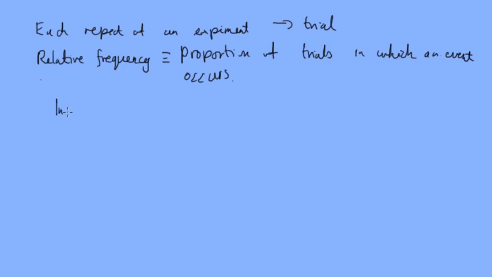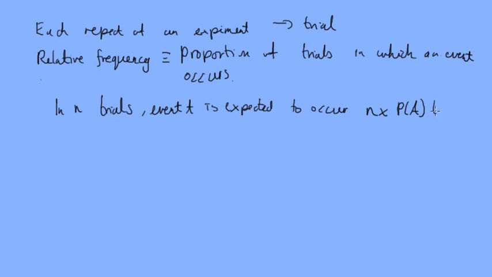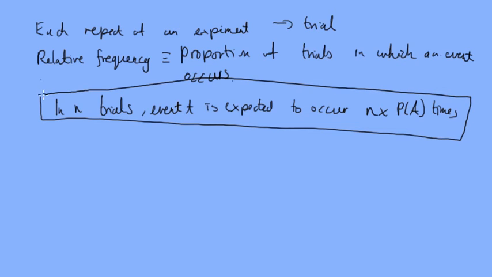So in n trials, event A is expected to occur n times the probability of event A happening times. And this here is our statement of our expectation. So let's look at an example and it'll become clear what that actually means.